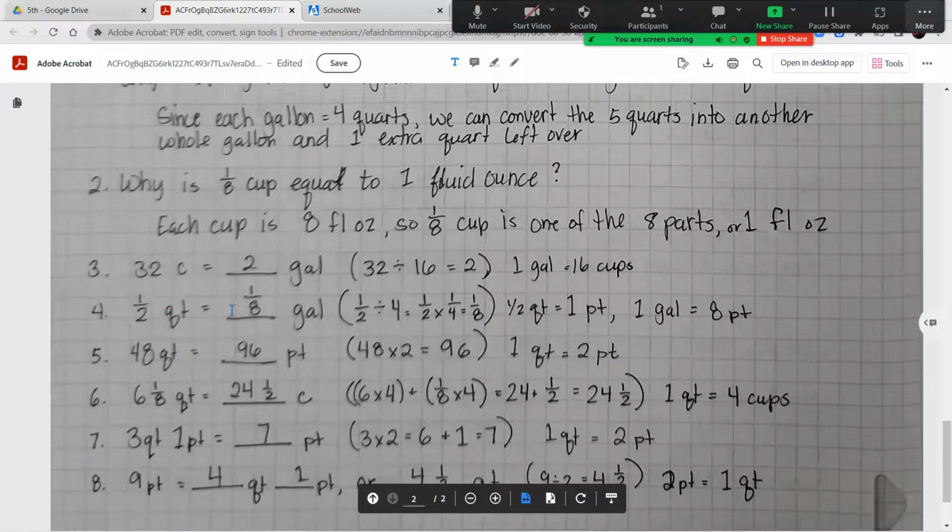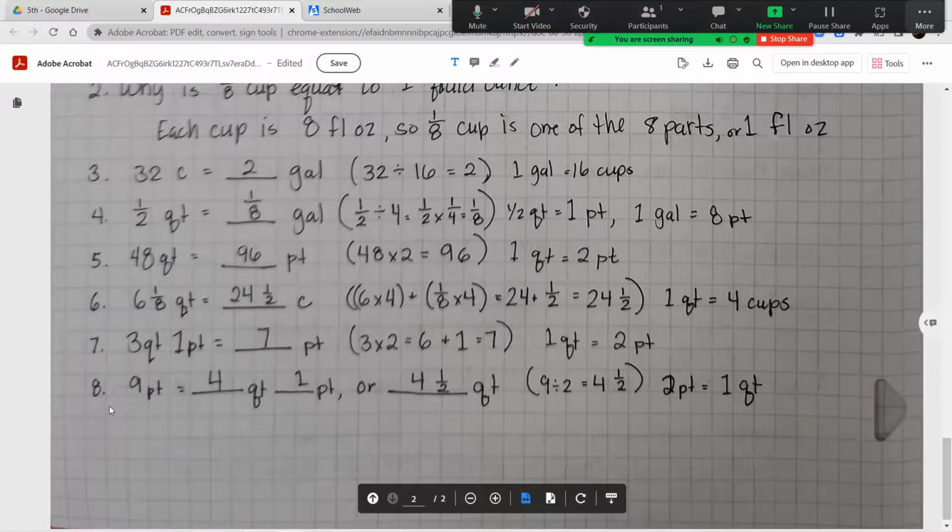So 1/2 quart is equal to 1/8 of a gallon, because remember there are 8 pints in a gallon. So 1/2 of a quart is 1 pint. So it's 1 out of 8, 1/8 gallon. My next question is 48 quarts is equal to how many pints? So I know that 1 quart is equal to 2 pints. So 48 times 2, because I'm going from a bigger unit to a smaller one, 48 times 2 is going to give me 96. So there are 96 pints in 48 quarts.